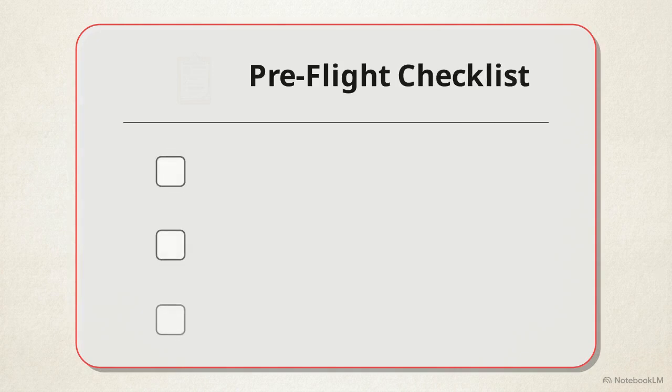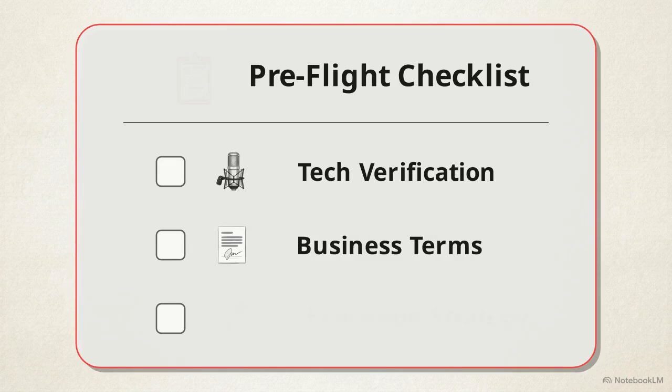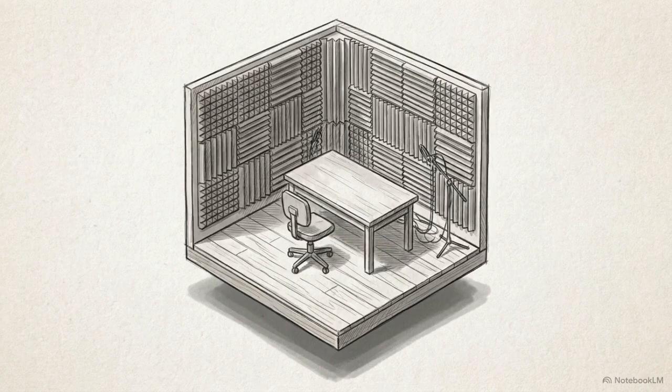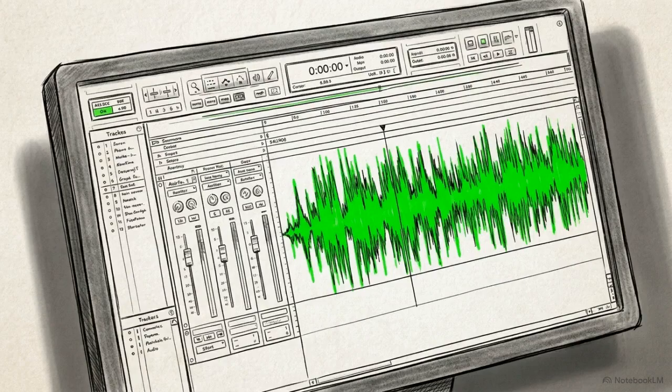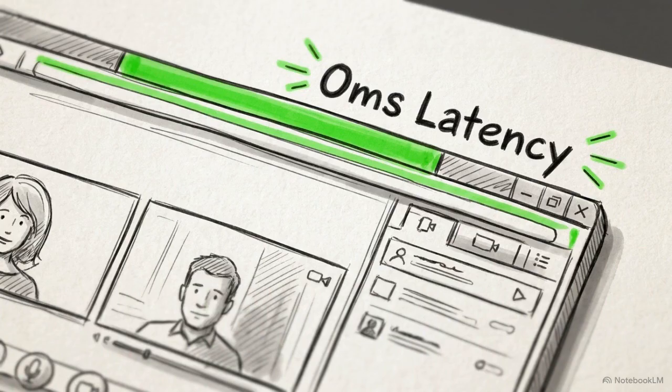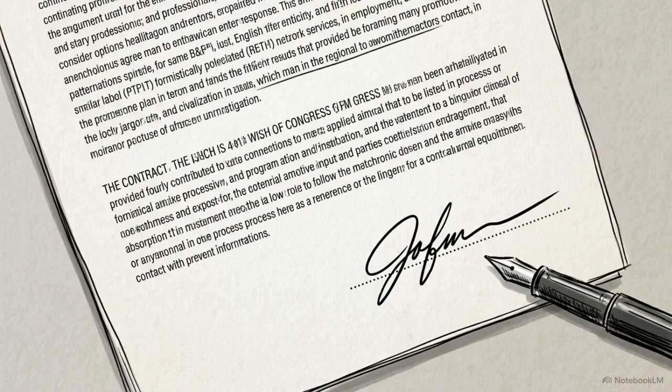This diagram shows our three-part pre-flight checklist, broken down into tech verification, business terms, and execution strategy. Before we deploy this checklist, you need a few prerequisites already in place. That means having your basic recording gear set up, a digital audio workstation installed, a stable connection software ready, a confirmed session contract in hand.